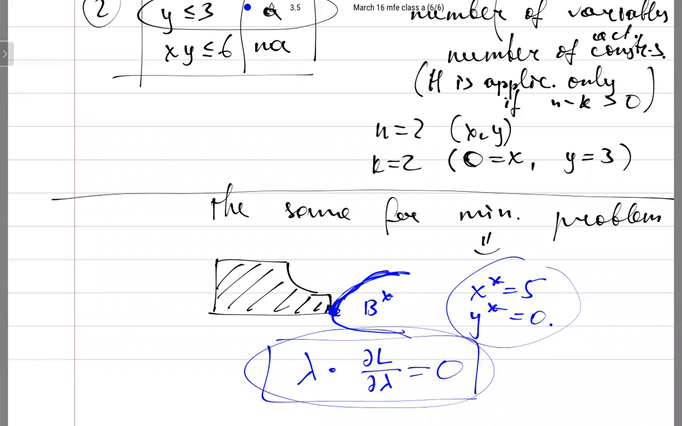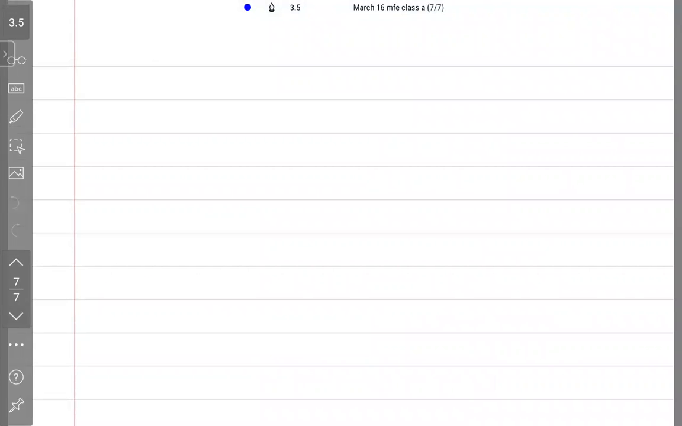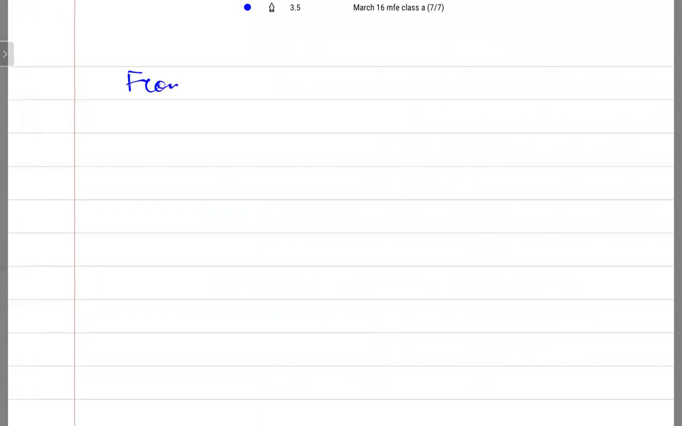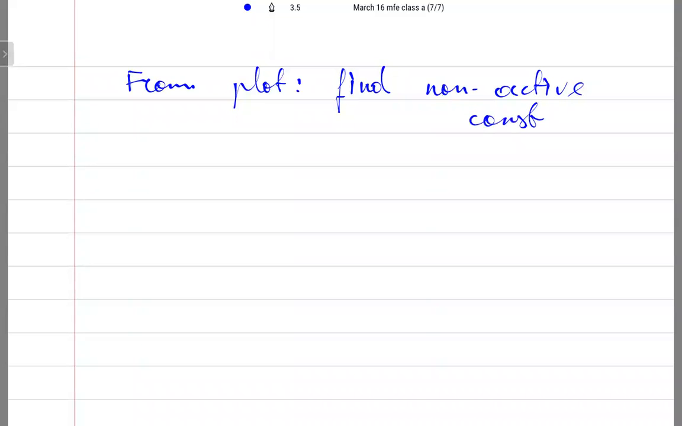So basically, what to do if you are required to use the Lagrange multiplier approach? From the plot, find non-active constraints. From the plot or otherwise. That's a great idea if you have some intuition or some other good reasons that an inequality is non-active.